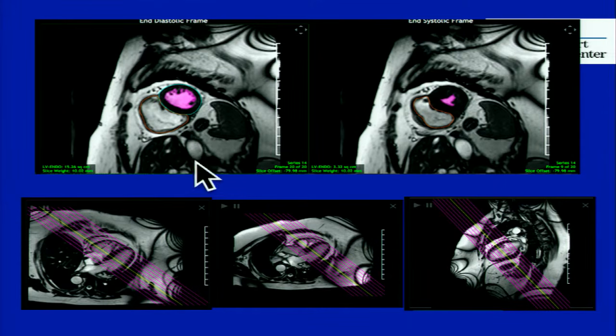So I can see that this short axis slice that I've got right here, which is diastole, this is systole, actually corresponds to this location right here in the middle of the ventricle. I can see where it sits in relation to a 4-chamber, a 3-chamber, and a 2-chamber view. And I'm going to make sure again that I've got all the slices that go all the way from the base all the way down to the apex.